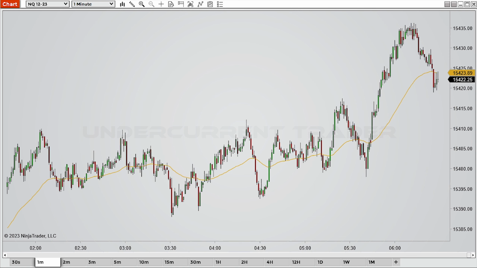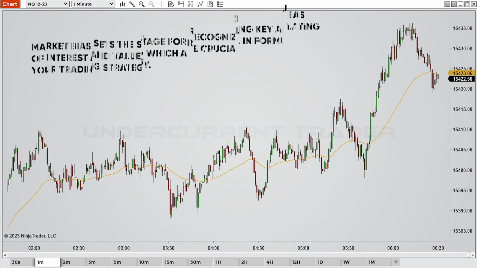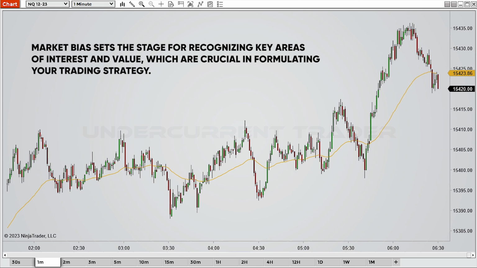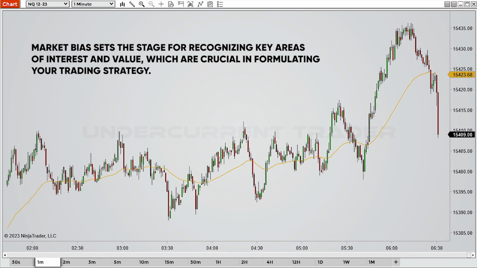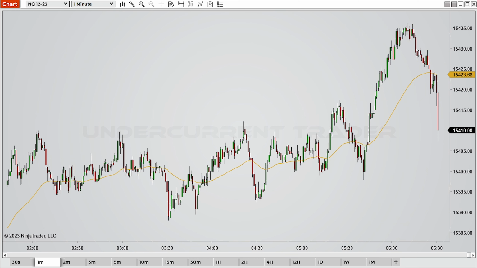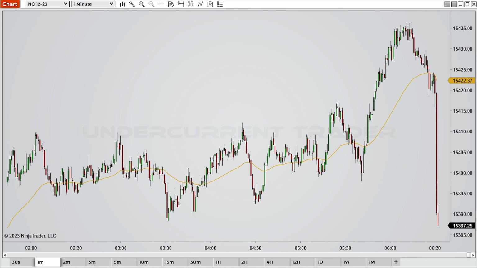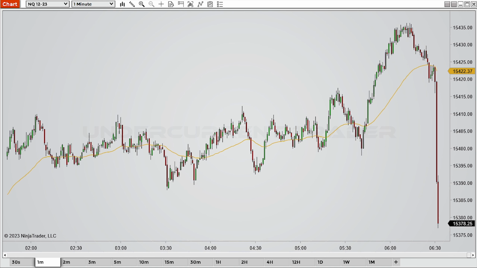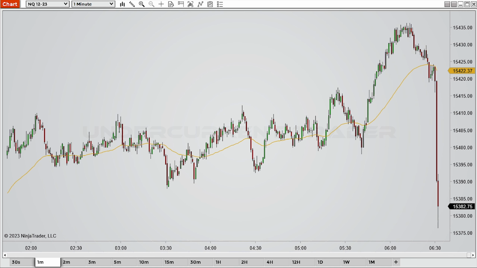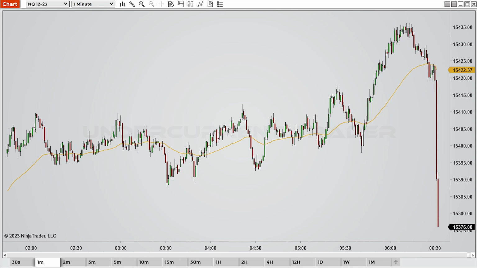Once you have established a solid grasp of the market structure, the subsequent move is to determine a market bias. This basically sets the stage for recognizing key areas of interest and obviously value, which are crucial in terms of formulating your trading strategy. Following these steps, you are now ready to look for an area of interest. The optimal route to this area is obviously the path of least resistance, employing a mix of market structure breaks, imbalance zones, and various technical patterns to direct your search.